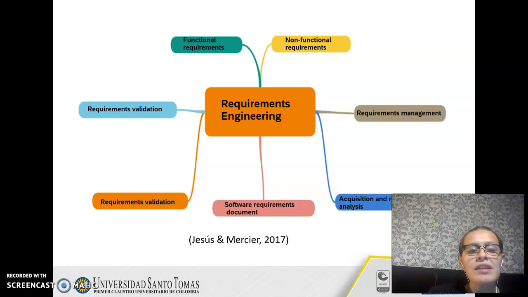requirements management. It is a process through which the proper administration of the requirements is carried out, generating control and monitoring, managing change control over time.